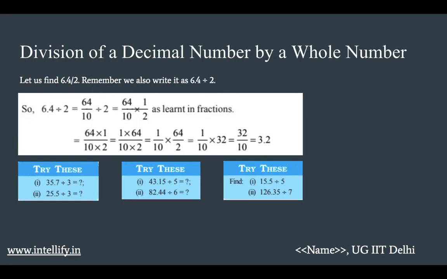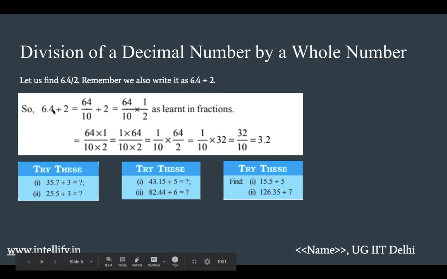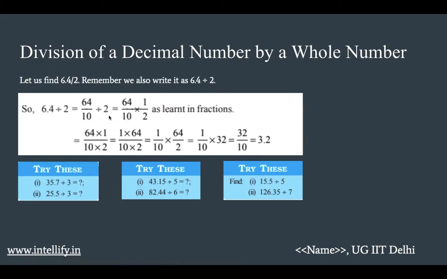Oh, there's pretty less in this slide. Okay, let us try to find out 6.4 by 2. Remember, we can also write it as 6.4 divided by 2. So 6.4 can be written as 64 by 10. 2 can be written as 2 by 1. How do we divide two fractions? We keep the first fraction as it is. We multiply it by the reciprocal of the second fraction, as learned in fractions.